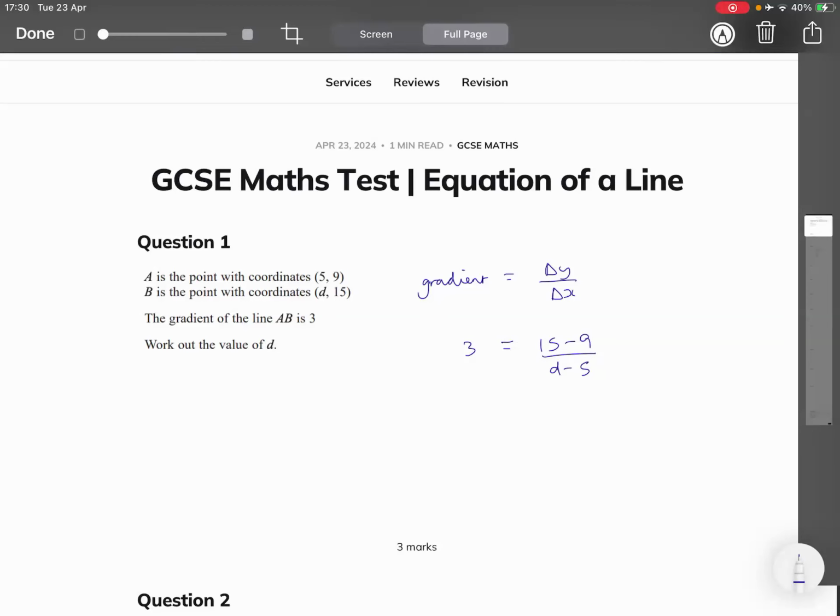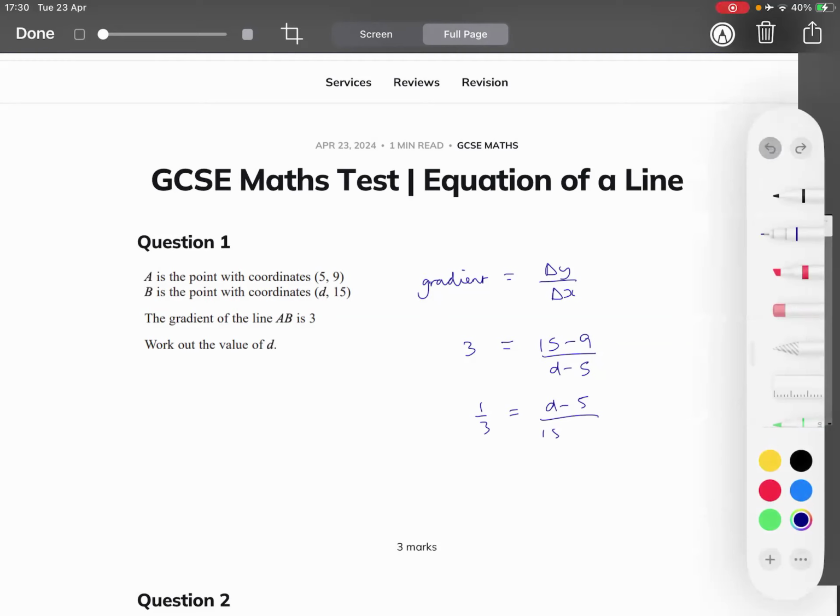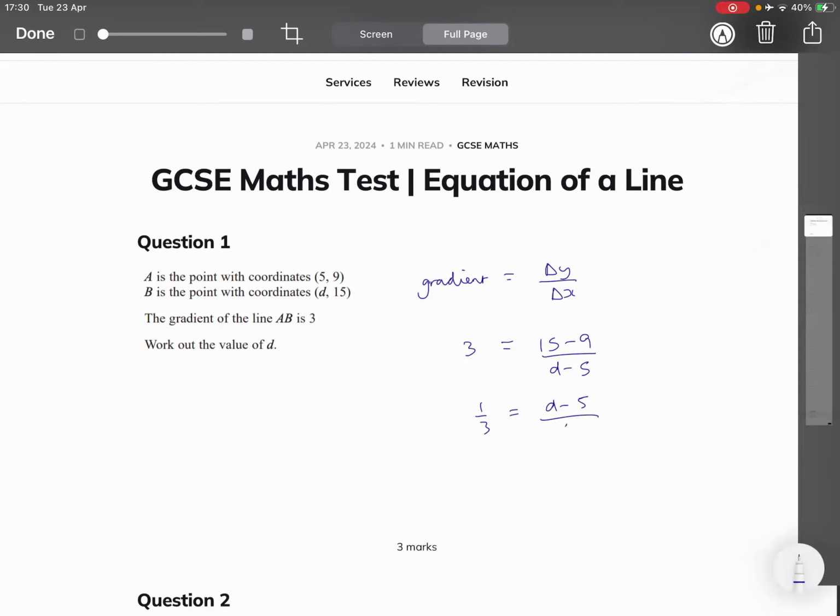There are different ways to do this, but the best way is to remember the subject is at the bottom, so flip both sides upside down. So I get 1 over 3 equals d minus 5 divided by 15 minus 9. And I already know 15 minus 9 is 6. Then I times both sides by 6. So I get 1 over 3 times 6, which is exactly 2, equals d minus 5. So therefore d equals 2 plus 5, which is 7.